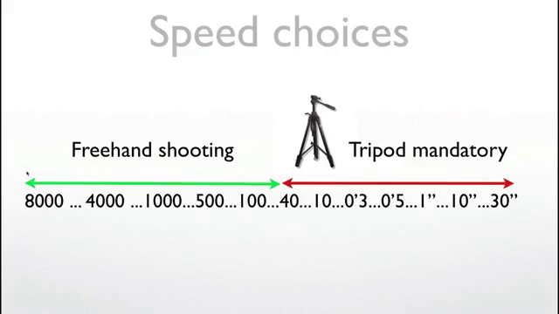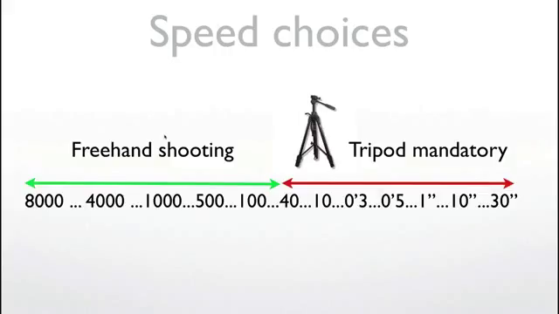Basically, if you're at 1/8,000 of a second down to 1/40 of a second, you can shoot using your hands. You don't need a tripod. You can just shoot during the day, and that's usually during day conditions. You need a lot of light even to shoot at 1/40 of a second. So during the day, you don't need a tripod.